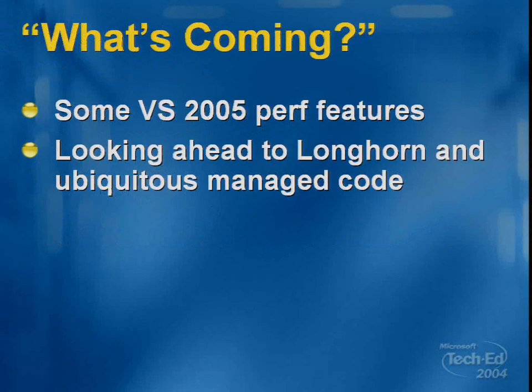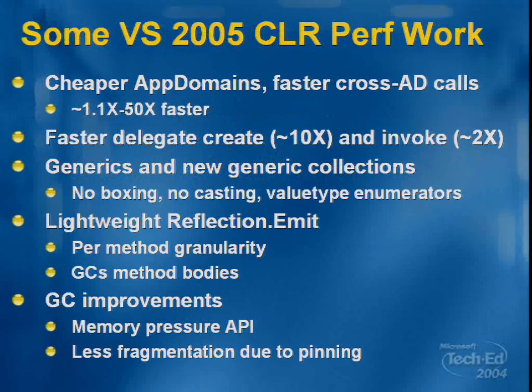Good. So just a couple of slides to talk about what we've been working on for CLR performance, looking towards VS 2005, and then what we can look forward to in Windows Longhorn. Here are some of the things we've been doing in perf work on the CLR. Some of you have been spending a lot of time calling between app domains, and we realized that we needed to tune that up. So that's between 1 and 50 times faster calls between app domains using .NET remoting, depending on the types of arguments being marshaled. We've also dramatically sped up the creation of delegate objects and invocation of them.